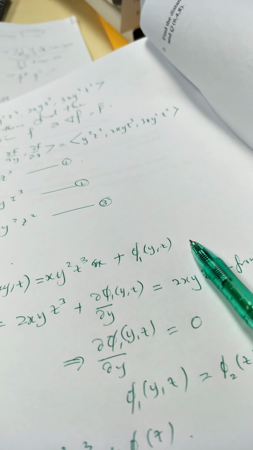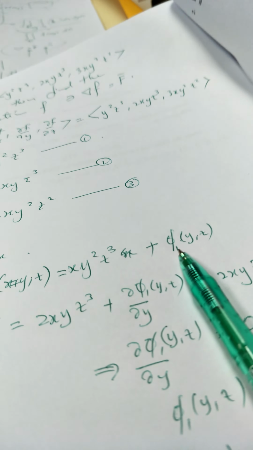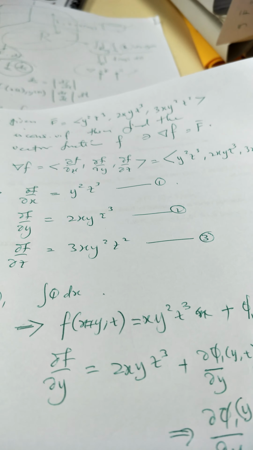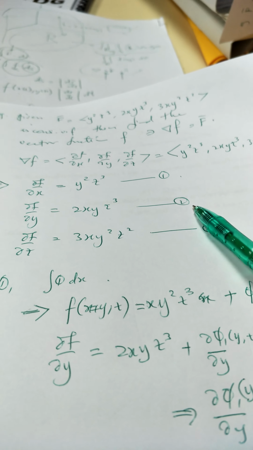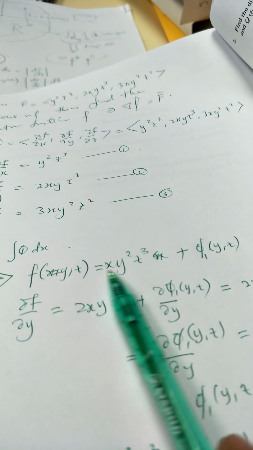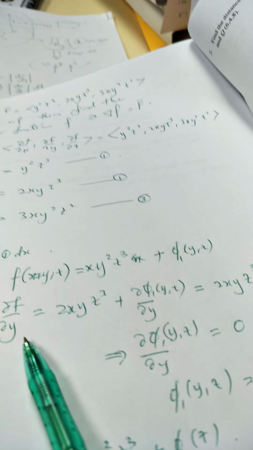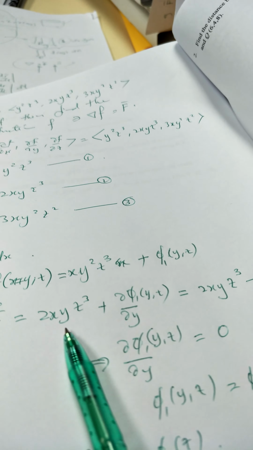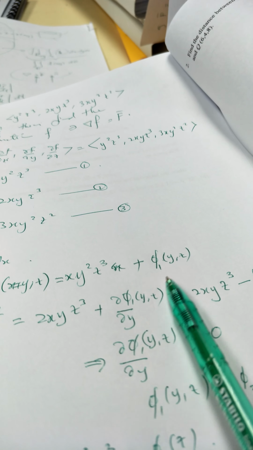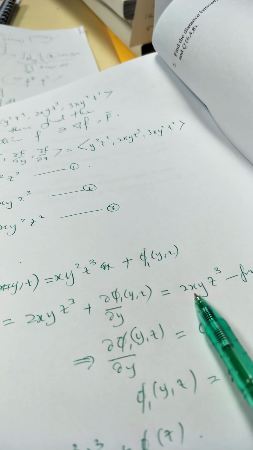Now, having done that, the purpose now is to find phi 1. How to find phi 1? Look at equation number 2. We have done number 1. Use equation number 2, where we have del f del y. Therefore, you can differentiate that function with respect to y. So you have 2xy cubed plus del phi 1 del y, equal to del f del y.